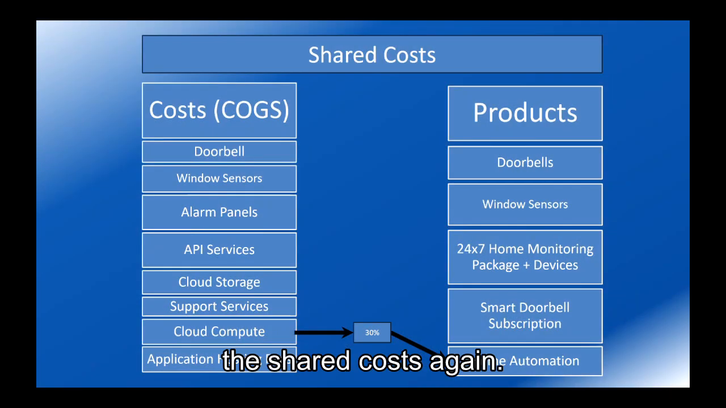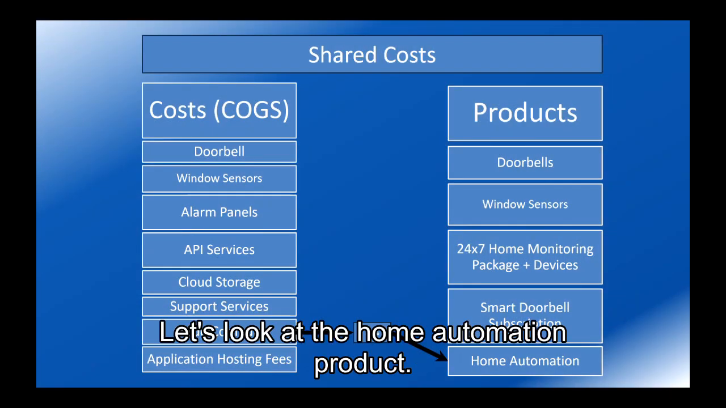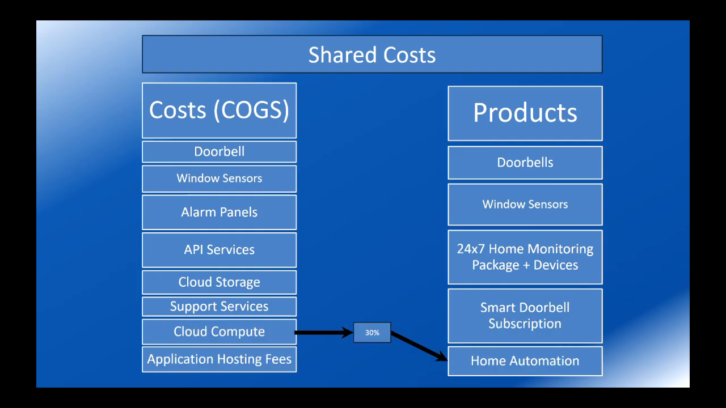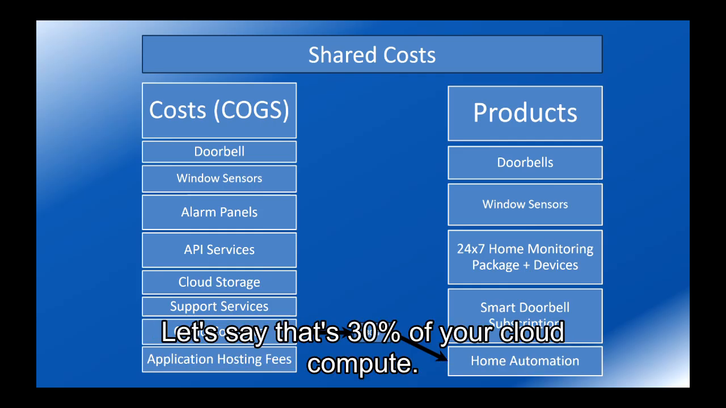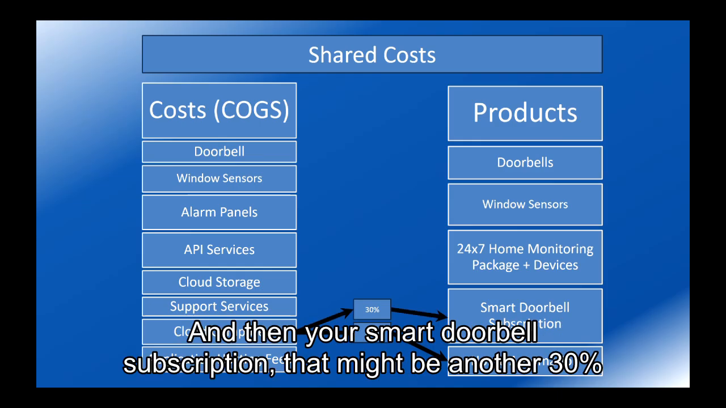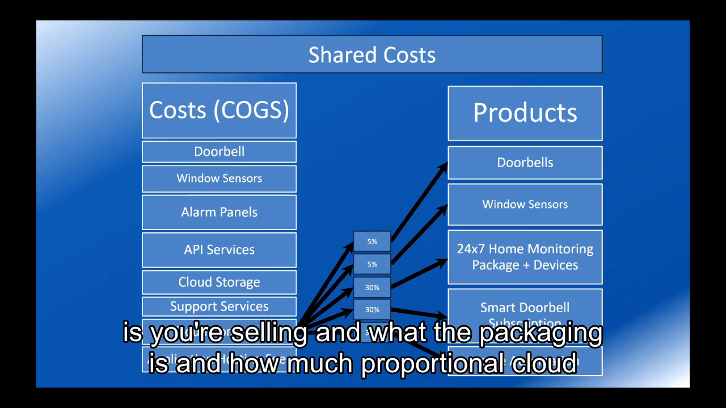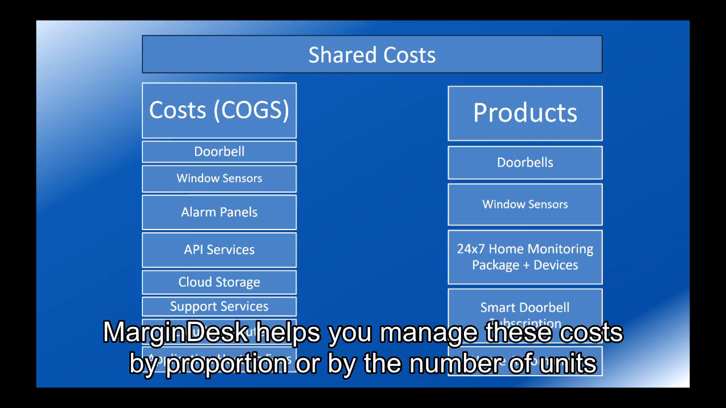Let's think about the shared costs again. Let's look at the home automation product. So this would be like a monthly fee subscription that you would charge. Let's say that's 30% of your cloud compute. And then your smart doorbell subscription, that might be another 30% of your cloud compute, and another 30% to the other package, depending on what it is you're selling and what the packaging is and how much proportional cloud compute you use. MarginDesk helps you manage these costs by proportion or by the number of units that you use.